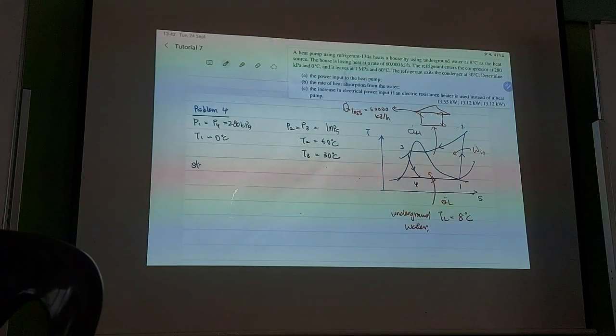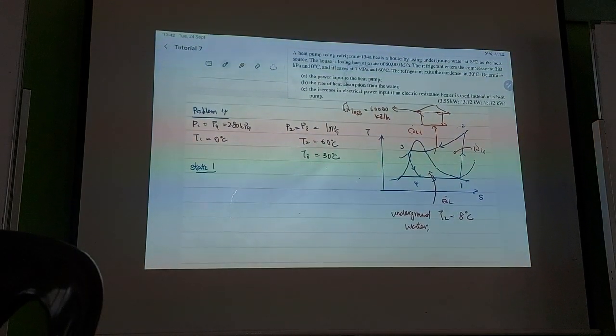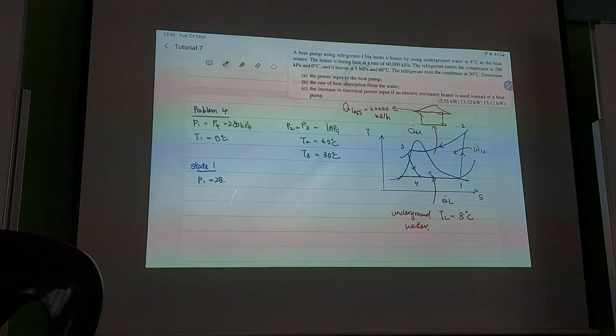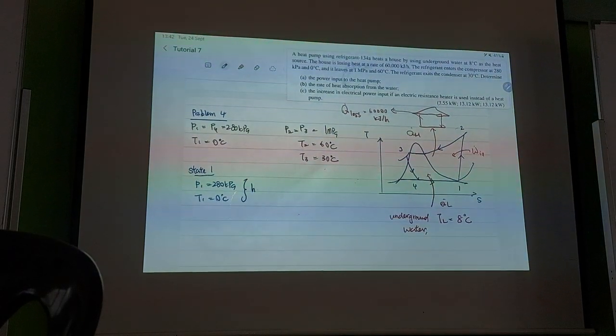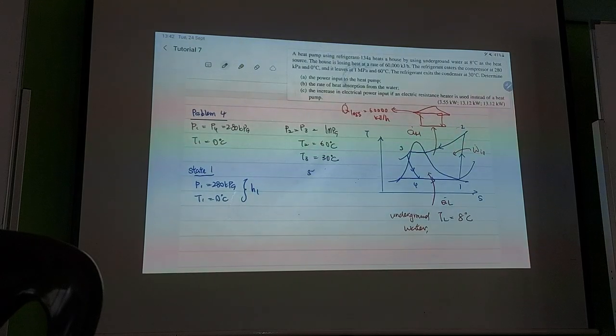So this one I won't waste too much time talking about, I'll just write them down. So this one we know this and this, you can get H1. You don't need S1 as well because state 2 was given to you.